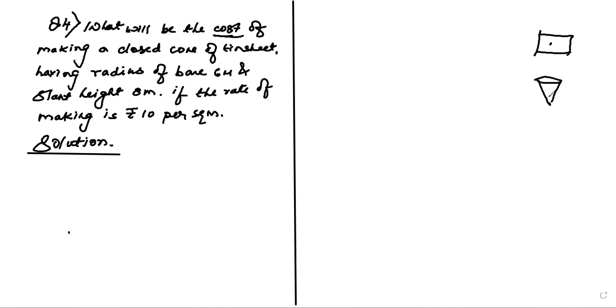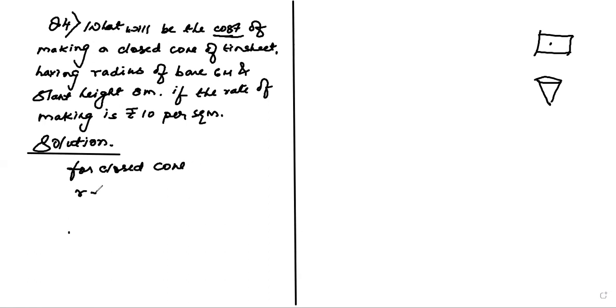I hope people are getting me. It's hollow from inside. That means it's not a question of volume. It's a question of area, because it has only area. So what will be the cost of making a closed cone of tin sheet having radius of base 6 meter? Closed cone.